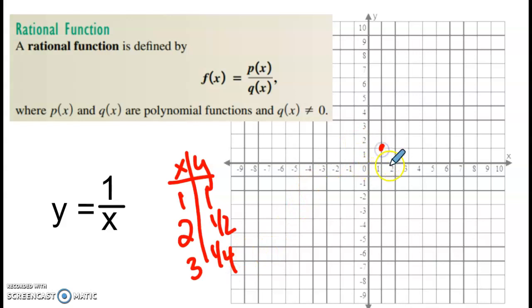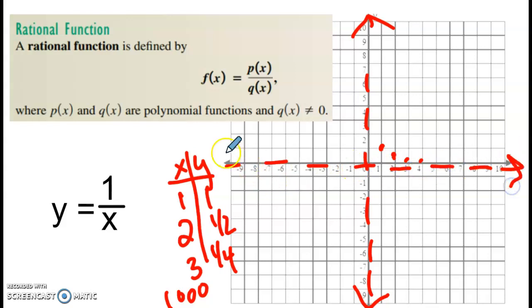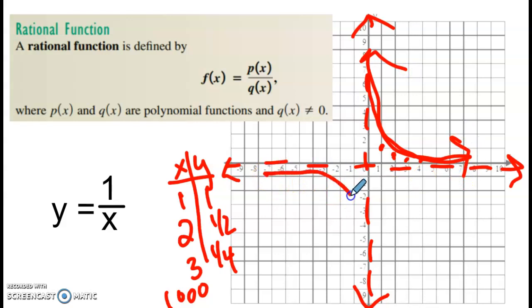Okay, so I'm at 1, 1, 2 a half, 3 a third, 4 a fourth. If I put 1,000 in, I'm at 1 1,000ths. I realize I'm never going to get to 0. I can't put 0 in for x. There's never going to be a 0 something. So we end up making a dotted line to show that x can't be 0. The denominator can't be 0. And we make a horizontal dotted line to show I'm actually never going to reach 0 for the y coordinate either.